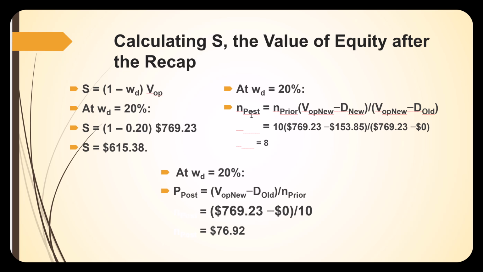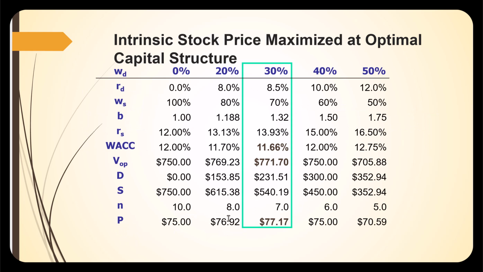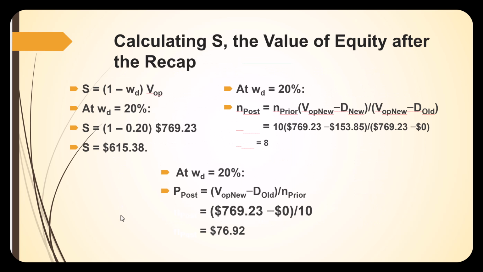What will those shares be? The new post-repurchase shares: you take the shares before, multiply by the difference between the value new and the debt new, and divide that by the value new minus the debt old. So this just gives us a relationship now of the debt to equity. So we end up with, again, that 8 million shares. What's the price at the end? Take the value of the new minus the debt of the old, in this case it was 0. Divide that by the 10 million shares we started with. The new stock price at the end here is $76.92. And if we sneak back here, we'll see at 20%, that gives us our ultimate price. So again, it's a kind of shortcut to figure out exactly what the optimal value should be.